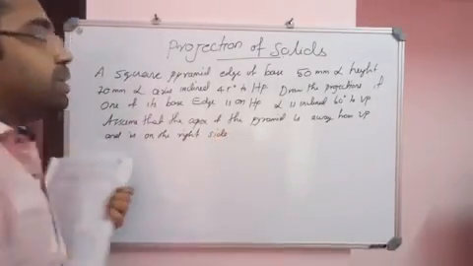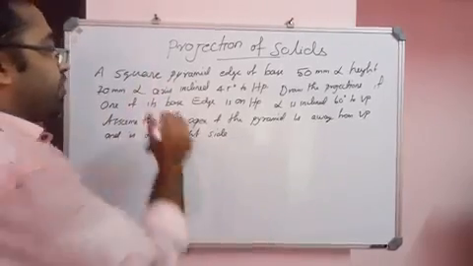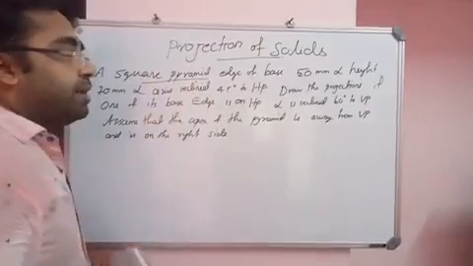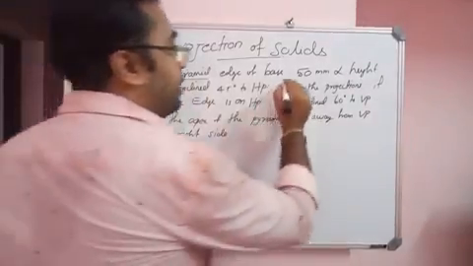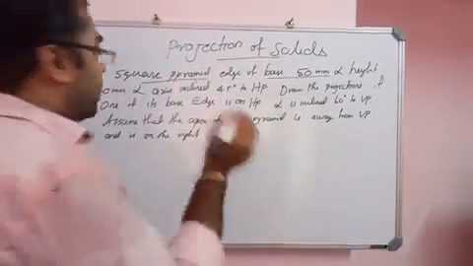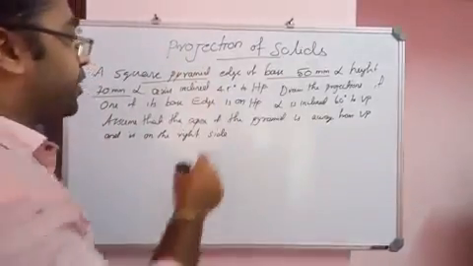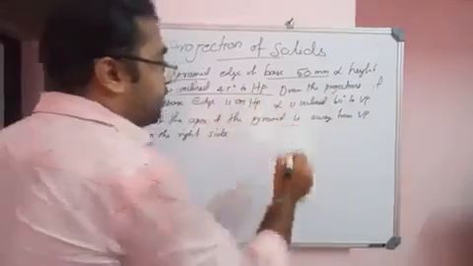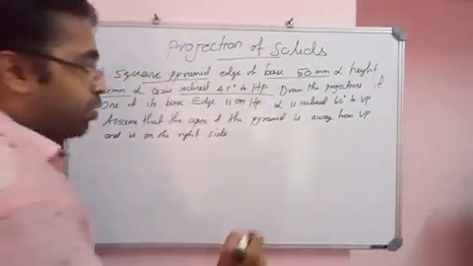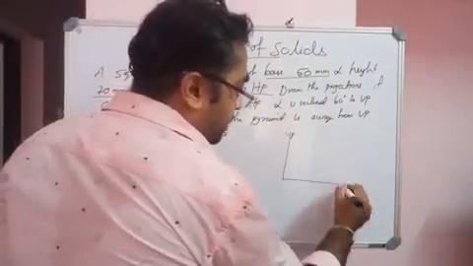So in this question you can see that a square pyramid is there. So first of all we have to draw a square pyramid. Then the edge of the base is 50 mm and height will be 70 mm and the axis is inclined 45 degree to HP. So as you know, the VP and HP, let's draw a VP and HP.